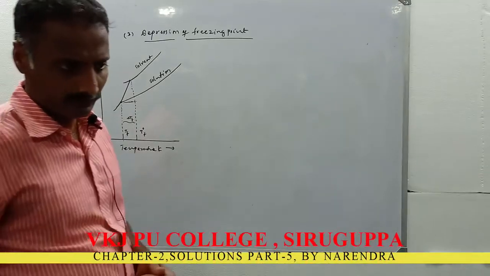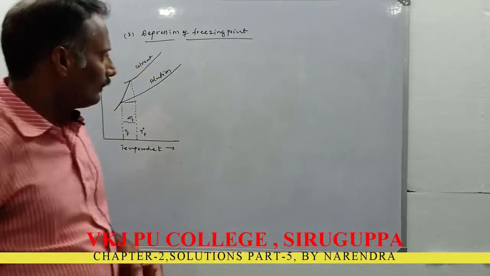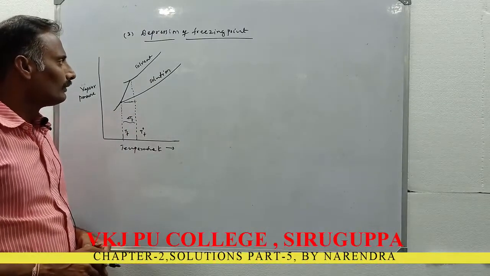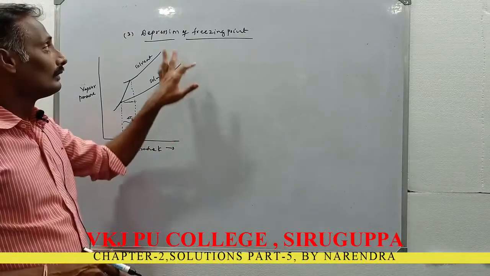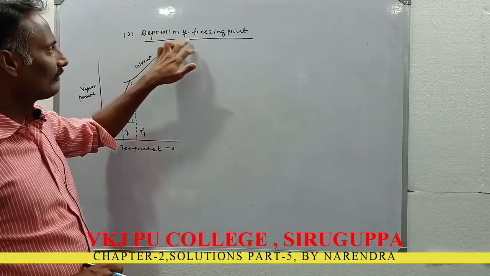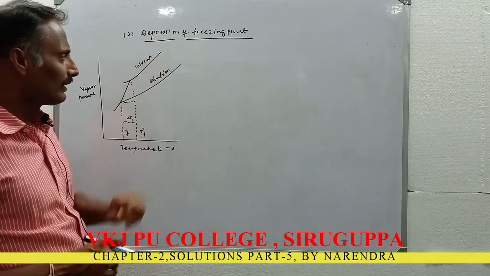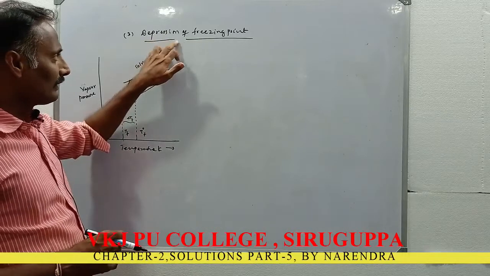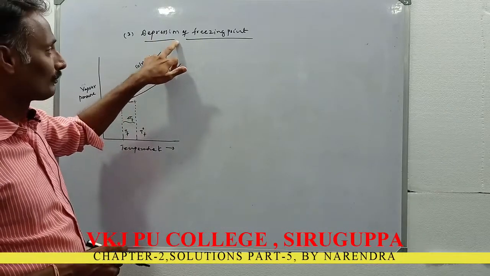Good morning, dear friends. In this session, we will discuss the third colligative property, that is called depression of freezing point. Depression of freezing point is nothing but a decrease of the freezing point of a solution.